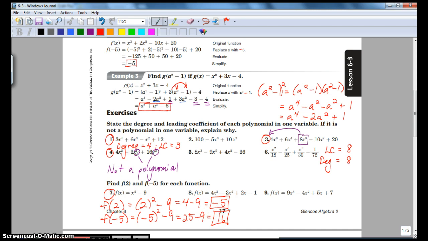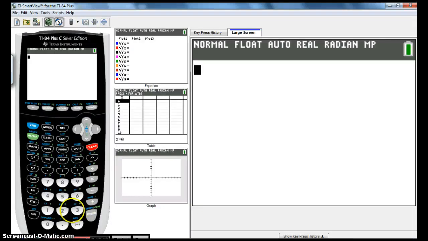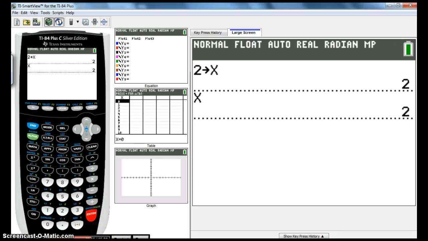Now if I took the time to check this on my calculator, let's go ahead and do that. So I can go ahead and hit 2, store as x, and hit enter. So anytime you hit the X button, you'll get 2. And then we can actually type in x squared minus 9. And yes, that should give us the value we anticipated, -5.